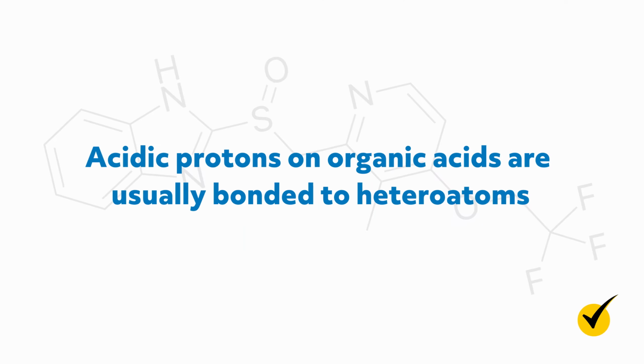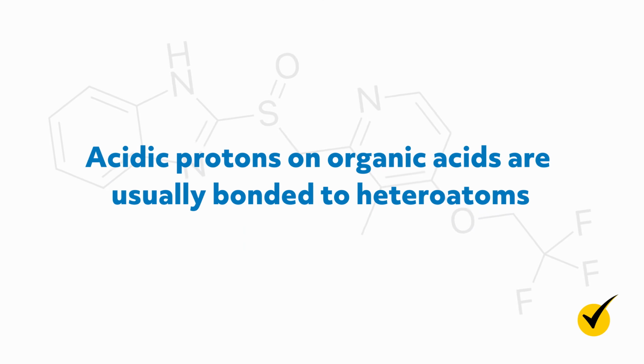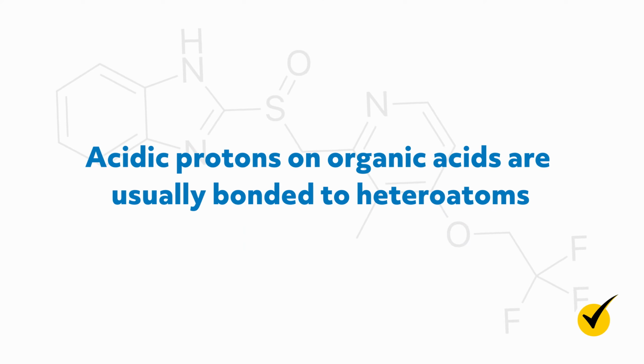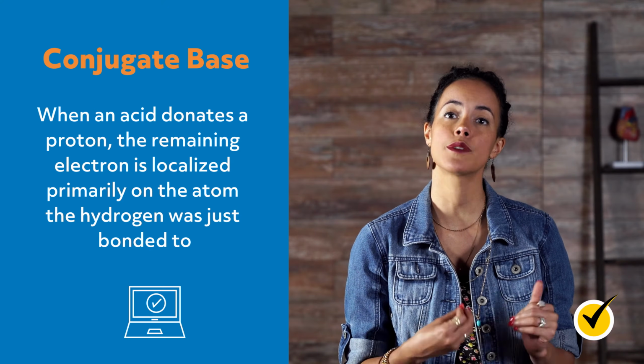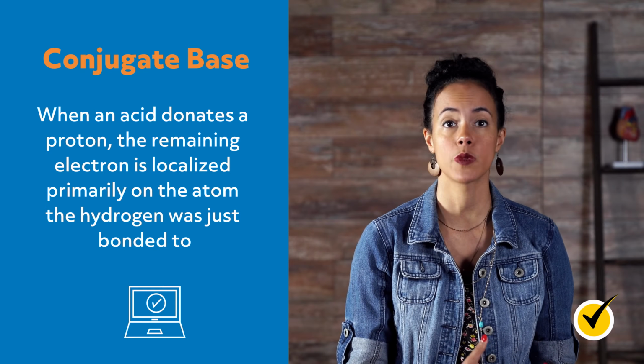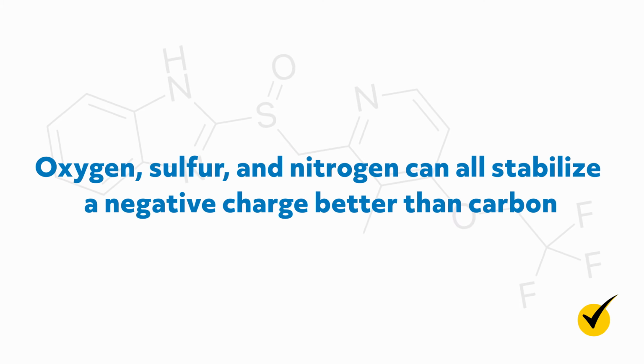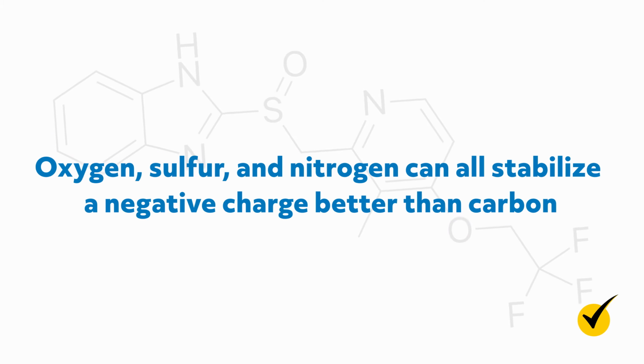While there are some exceptions, the acidic protons on organic acids are usually bonded to heteroatoms, an atom other than carbon or hydrogen. To understand this, let's consider the conjugate base of the acid, A-. When an acid donates a proton, the remaining electron is localized primarily on the atom the hydrogen was just bonded to. Because of their electronegativity and size, oxygen, sulfur, and nitrogen can all stabilize a negative charge better than carbon.